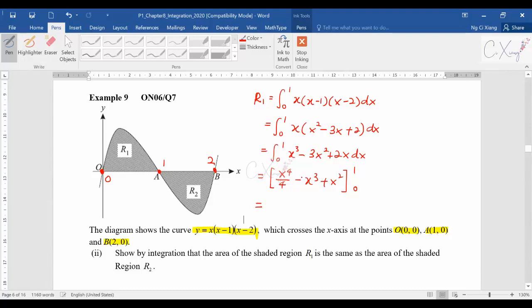Okay, so this integration step is important because in the exam they might give you 2 or 3 marks for this particular step, the integration step. So please make sure you write it out. Maybe some of you feel very lazy, but you have to write it out.